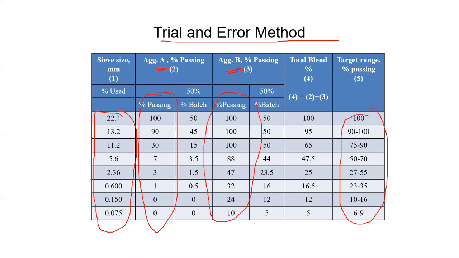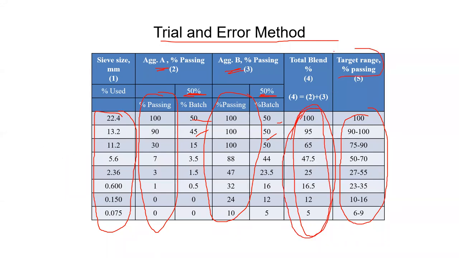Okay, so now we are taking 50% from aggregate A, 50% from aggregate B. You know that the first trial should be like this only, 50-50. So after taking 50%, this 100 becomes 50, 90 becomes 45, 30 becomes 15, like that. And here also for aggregate B, this 100 becomes 50. So everything is halved. Now the blend means the mix, 50% of this plus 50% of this. If you mix, you will see that 50 plus 50 becomes 100, 45 plus 50 becomes 95, and it becomes like this. And this is the blend, that means mixture of aggregate A and B.